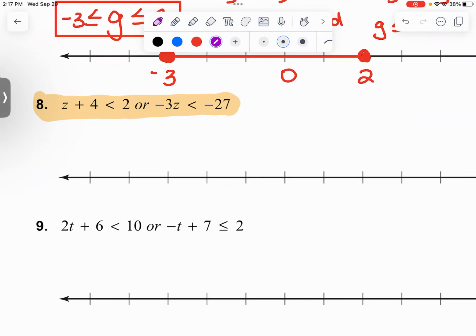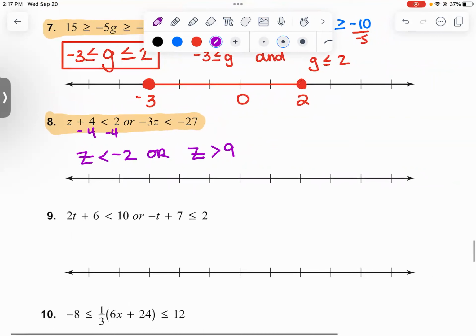Ellery, what do I need to do to get C by itself here? So Z is less than -2, or Drew, what do we do to get Z by itself here? And when we divide by -3, we get Z is greater than 9.